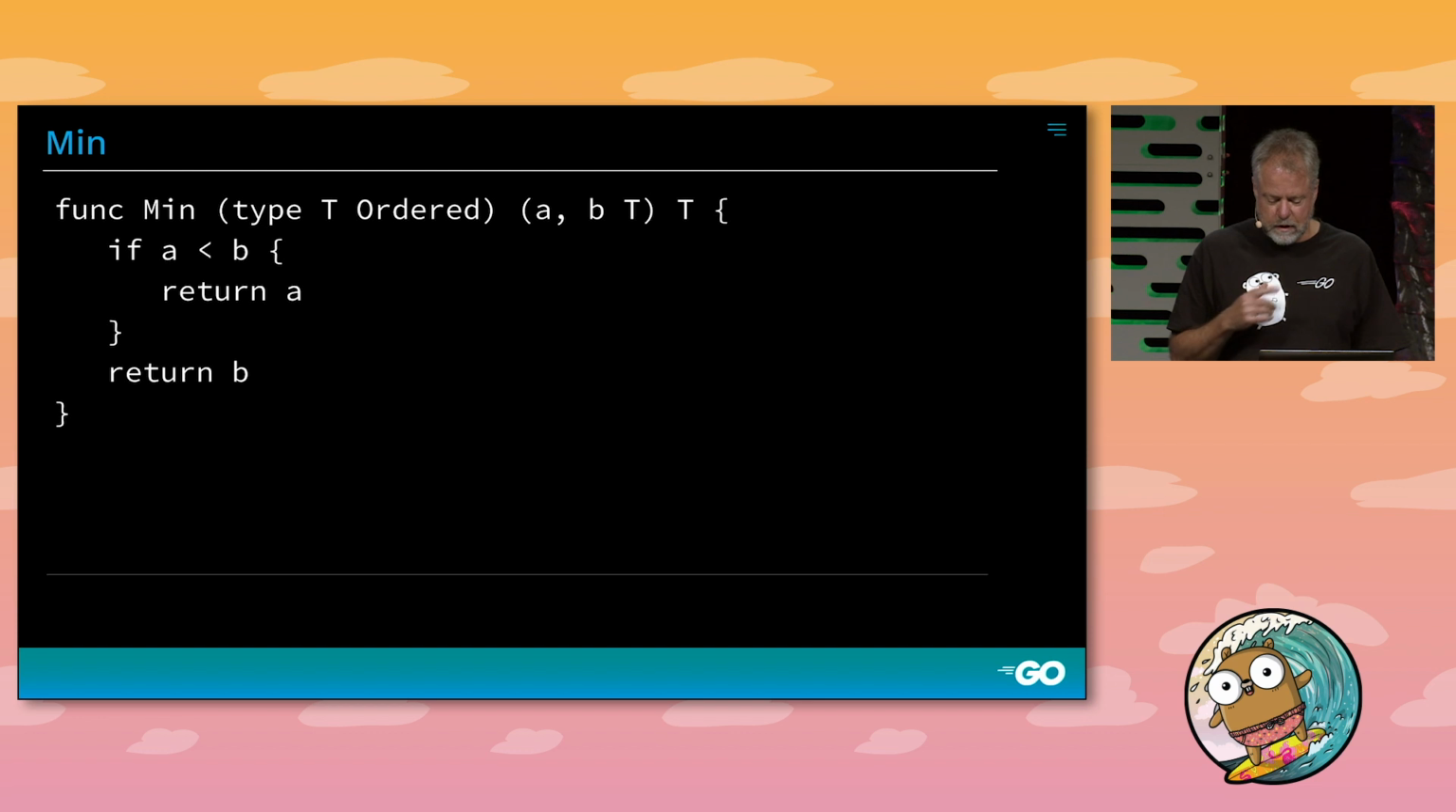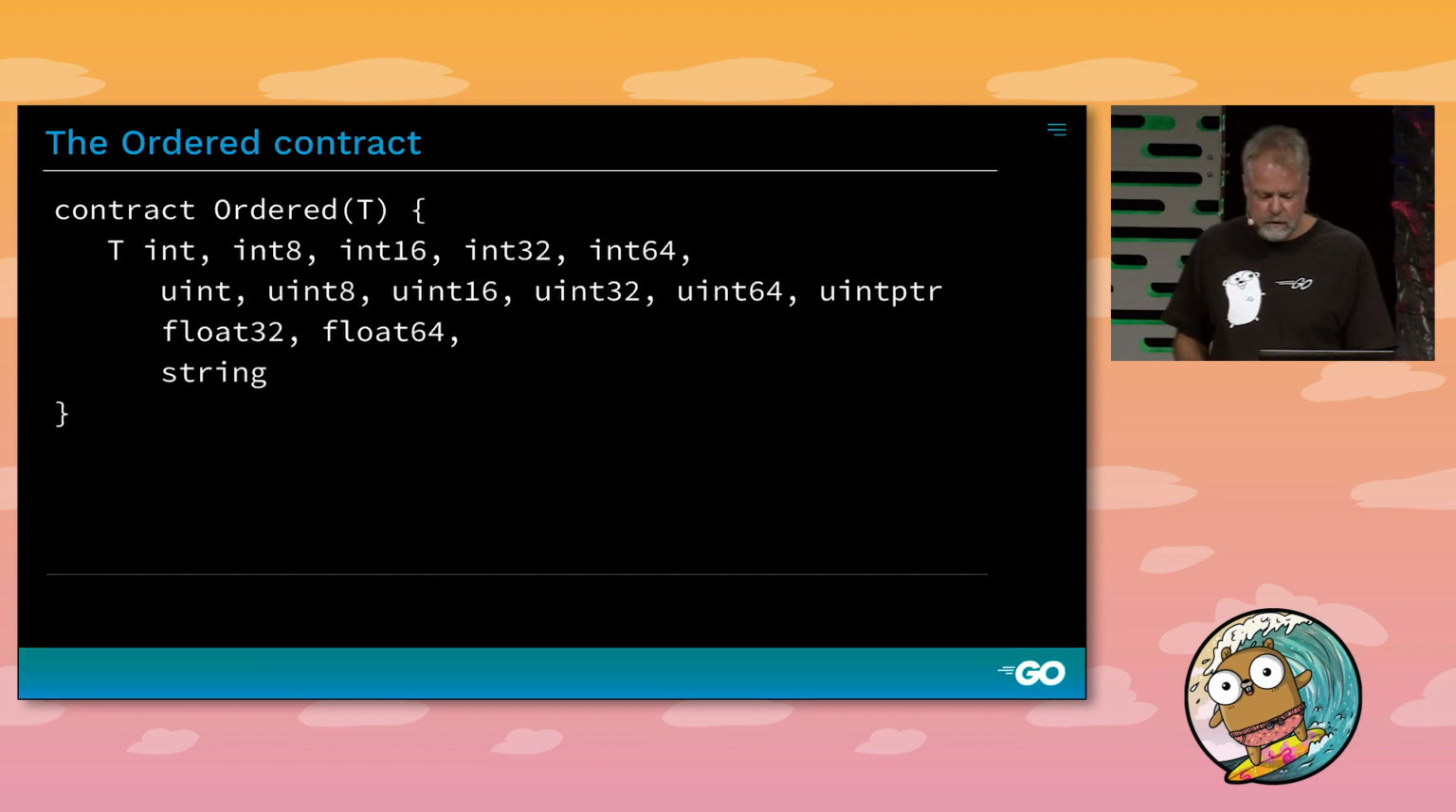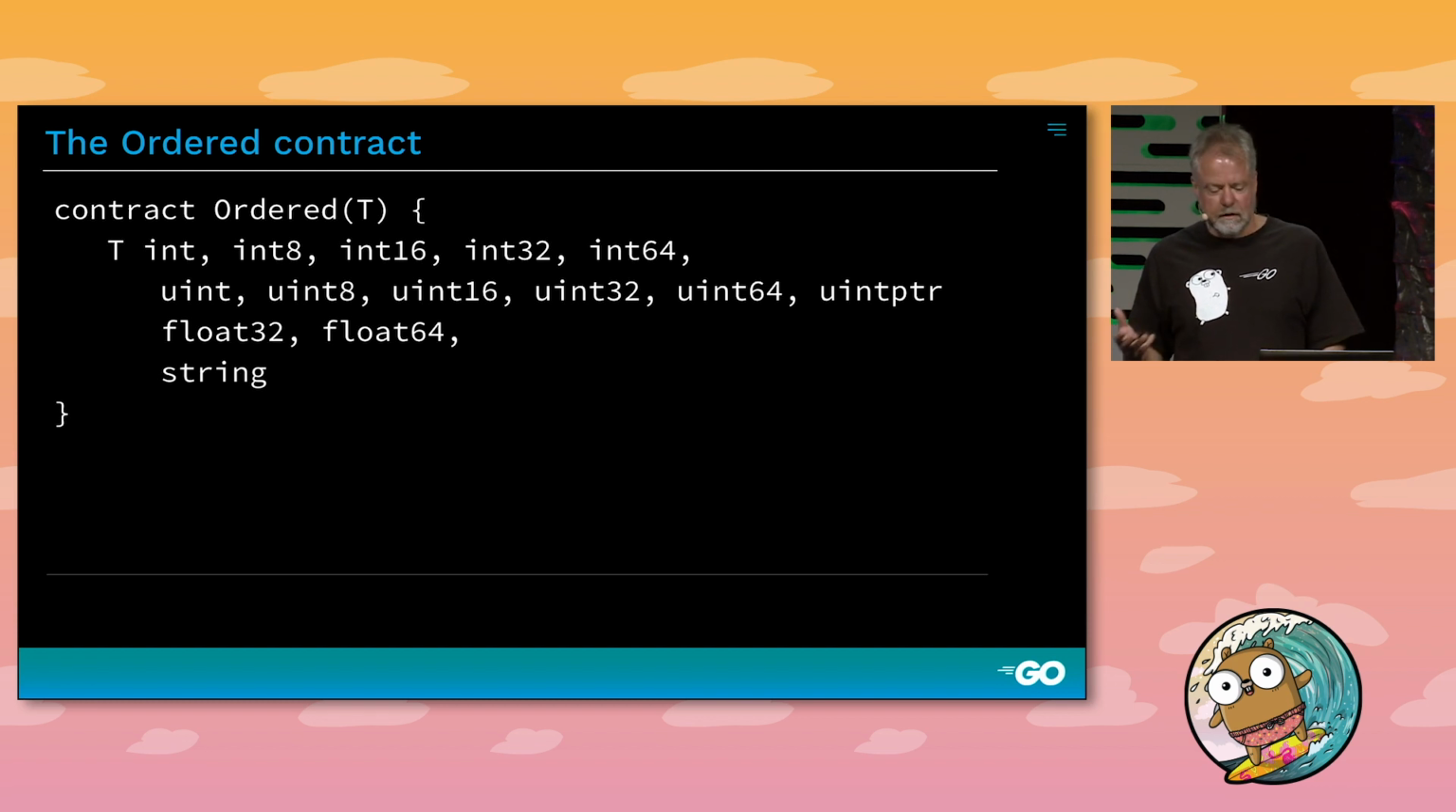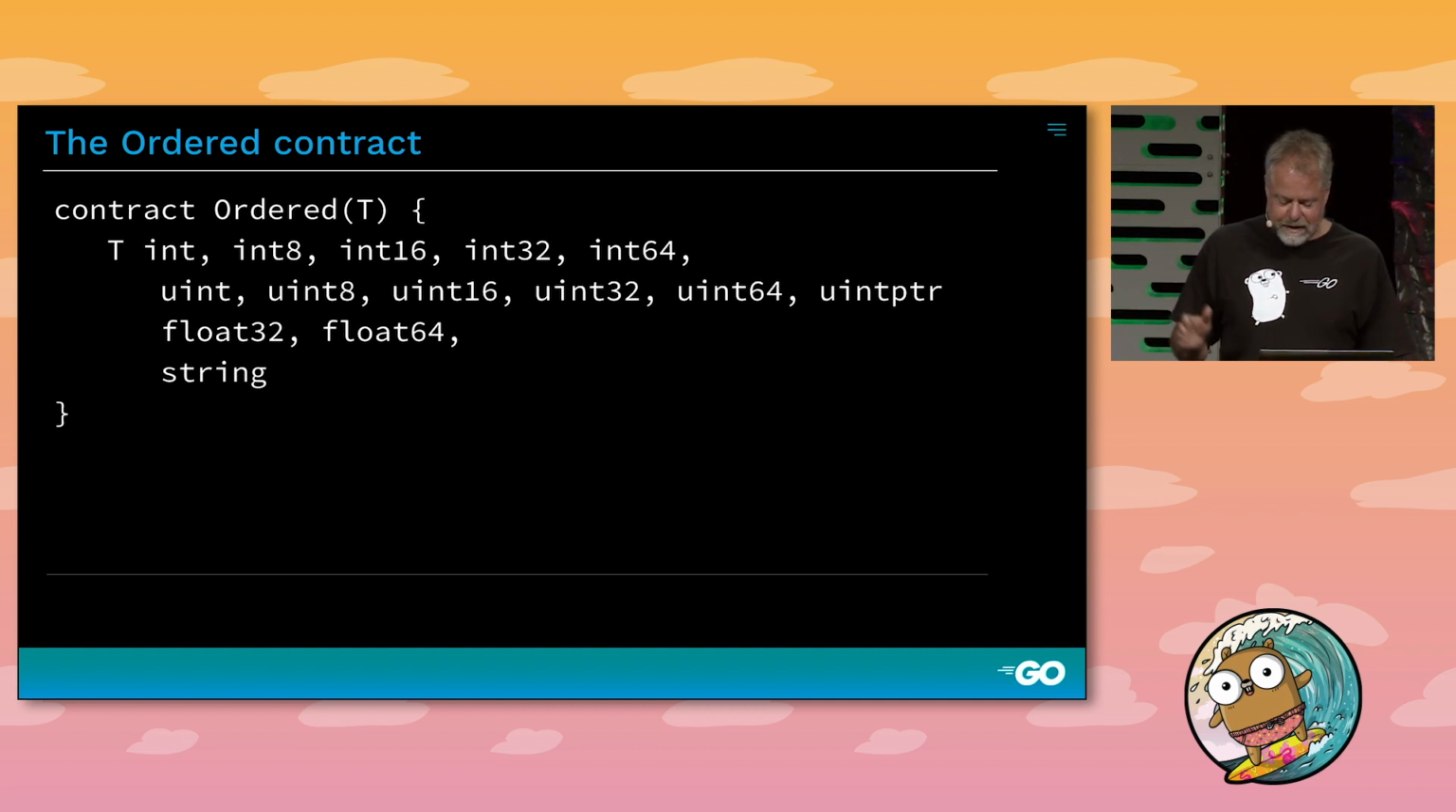The Ordered contract says that the type T has to be an ordered type, which means it supports operators like less than, greater than, and so forth. And here's the Ordered contract. This is just a list of all the ordered types defined by the language. The contract accepts any of the listed types or any named type whose underlying type is one of these types. Basically, any type you could use with the less than operator. There should be a comma after uintptr there.